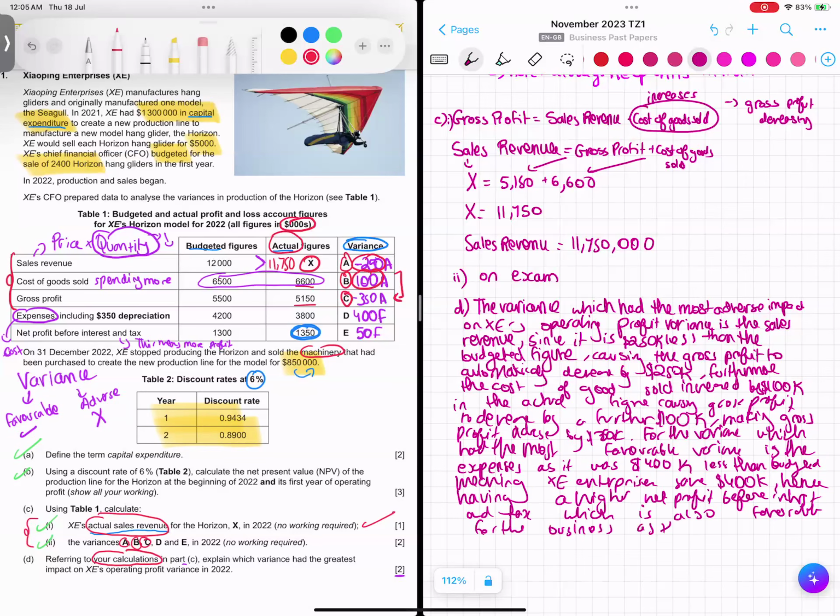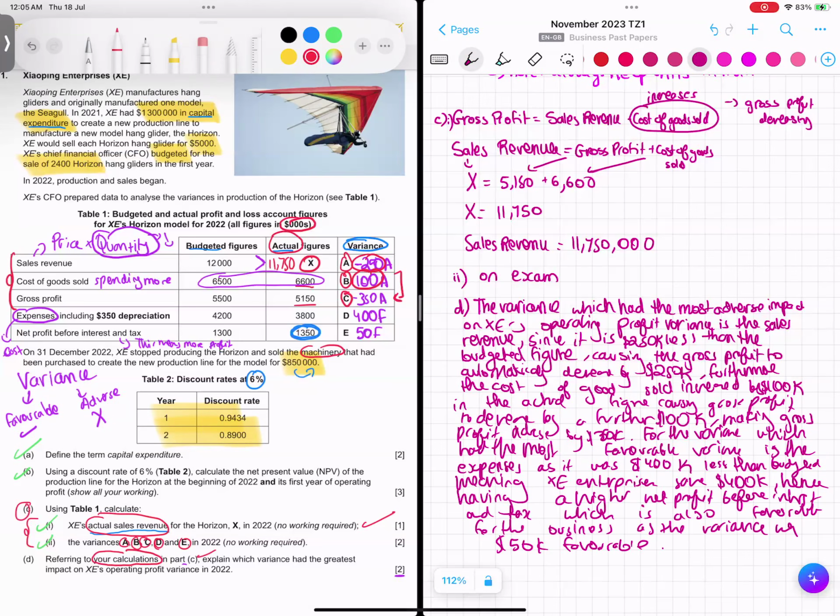as the variance was 50K. Okay, this is a very sloppy 50K favorable. Okay, so here what did we do? So firstly, we mentioned every single variance. So we talked about all the calculations done in part C. So this is perfect, done.